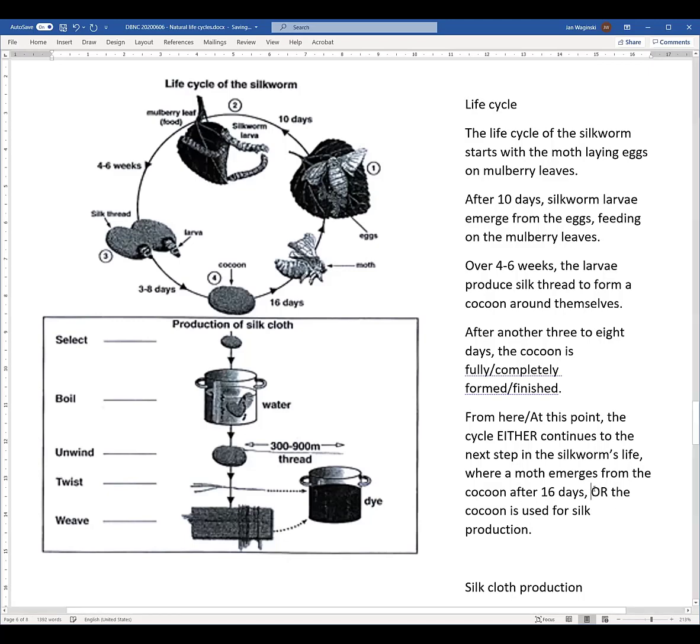Just like, for example, because you put "or", yeah. It's between two clauses. Exactly what Dina said. Or, in this case, is between two clauses, so you need an independent clause after. Used for silk production. Okay, nice.